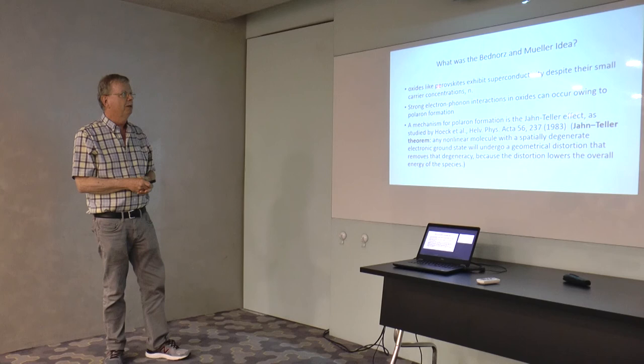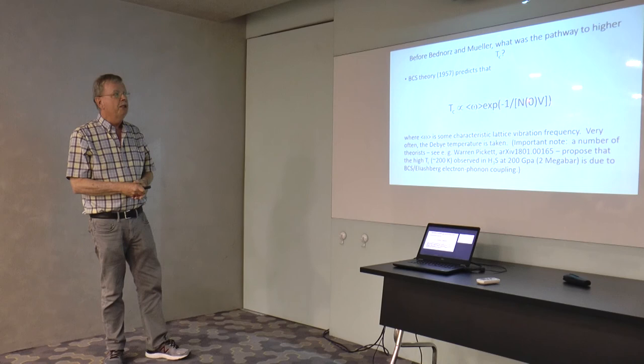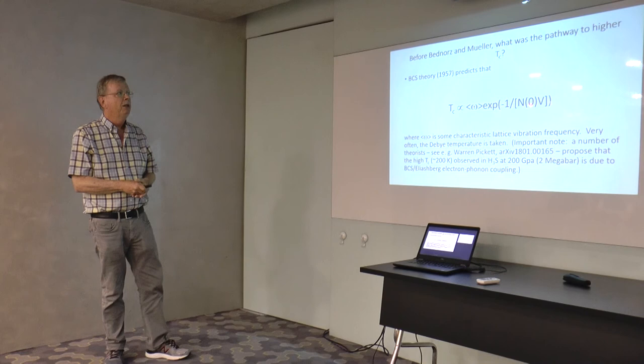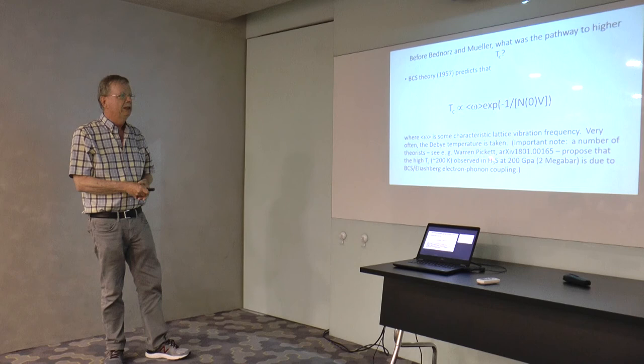Oxides like perovskites can exhibit superconductivity, like lithium titanate, I believe was the example they used, despite their small carrier concentration. So remember, the BCS pathway to high TC was high density of states, right? Get a big number down in the denominator that makes the e to the minus a smaller number, a bigger multiplier. According to Pickett, the reason they're getting high TC is because the average excitation frequency for the hydrogen, because it's such a light atom, is very high. So that's where they're coming from.